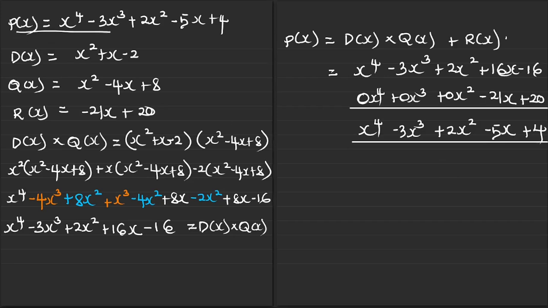Comparing it to our p of x, are they the same? They are the same. We have x to the power 4, this x to the power 4. Negative 3x to the power 3, this is negative 3x to the power 3. 2x squared, this is our 2x squared. Negative 5x, this is our negative 5x, and then the 4 also follows. So that is to tell us that p of x is really equal to what? d of x times q of x plus r of x.